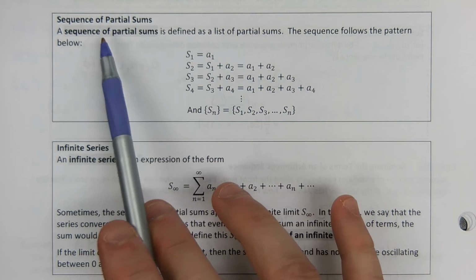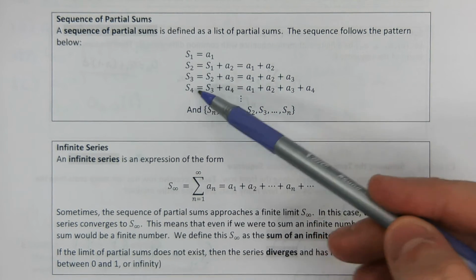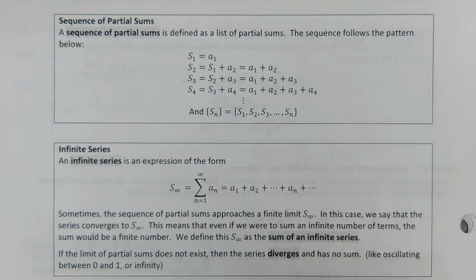It's a sequence of partial sums. S sub 1, S sub 2, S sub 3, S sub 4, with commas in between them. But here's the thing. S sub anything is found by adding up a certain number of terms. So S sub 1 means add up the first term. Okay, what's the first term? So S sub 1 is A1.